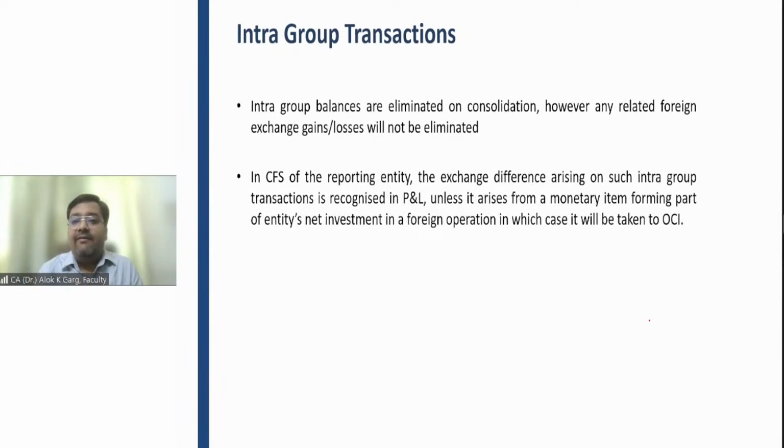Or let's say I have sold goods to my subsidiary, okay? For 1 lakh US dollar. I am into US dollar, my subsidiary is into INR. So I am a parent and I've sold goods worth 1 lakh US dollar to my subsidiary. I am preparing books on the basis of US dollar, and my subsidiary is preparing books on the basis of INR. In US dollar books, I am saying that my trade receivable is 1 lakh US dollar.